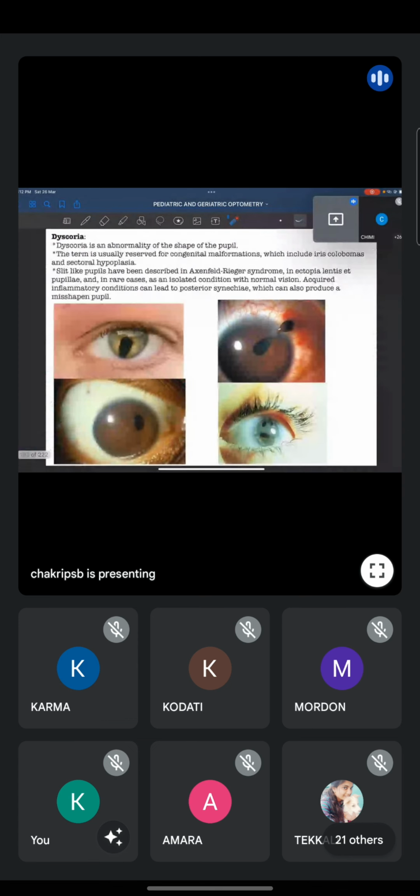And next is dyscoria. So dyscoria is an abnormal shape of the pupil. See here, the pupil should be shaped like the center of the iris, but here it looks different, and here also different, and it will be moving, and here there are multiple pupils also. So this is dyscoria, abnormal shape of the pupil. It mainly occurs due to Axenfeld-Rieger syndrome, and also in some patients with ectopia lentis. So these are the main conditions associated with dyscoria.